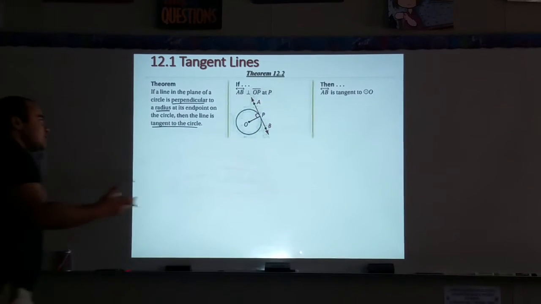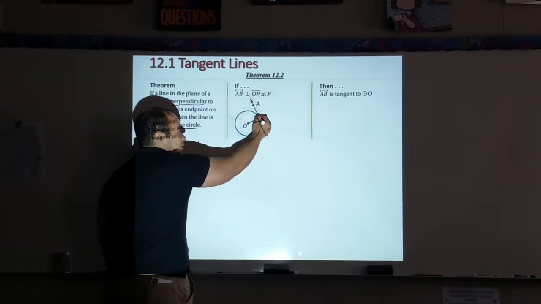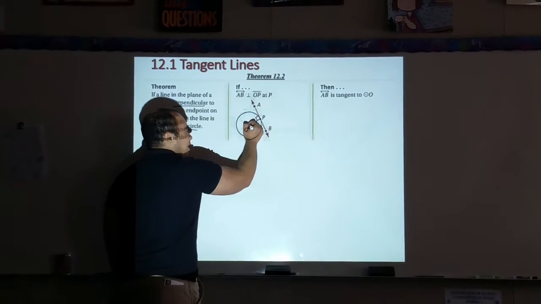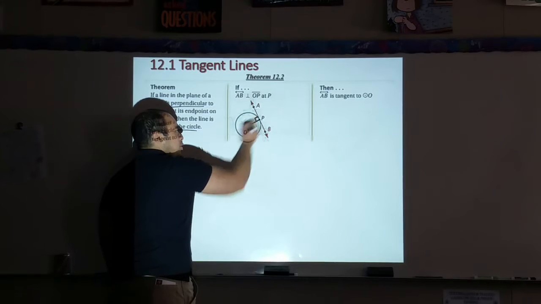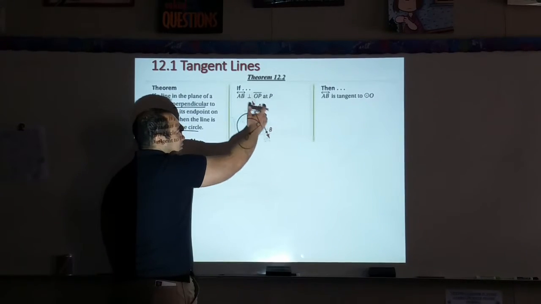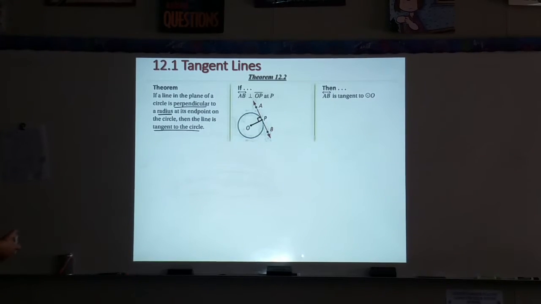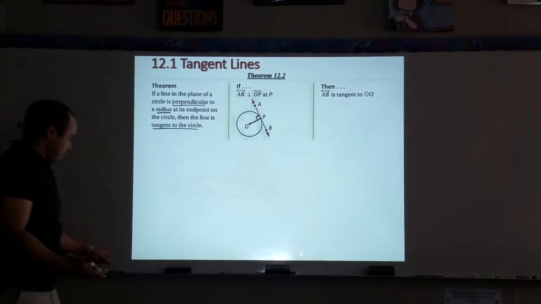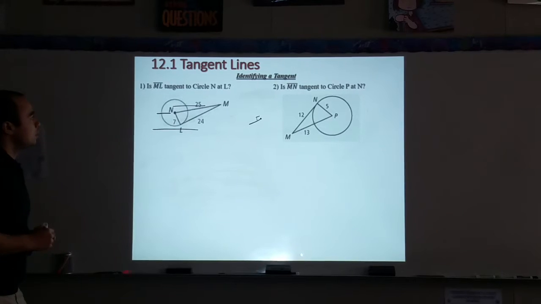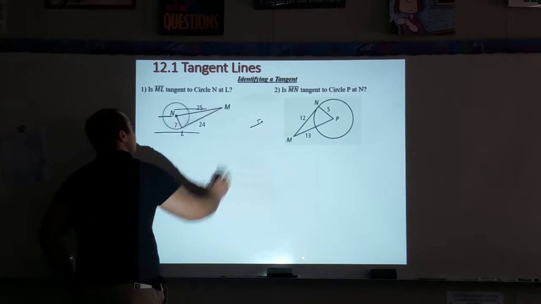So if you have a line in space that intersects a circle at a single point, and the radius of that circle happens to also be perpendicular to that line, you can state that that line is a tangent line. So it's more of what we've already seen, it's just saying it backwards. All right, so example 1.